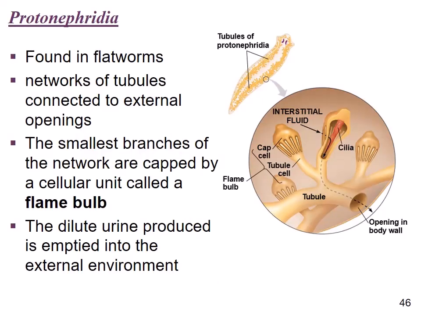So if we talk specifics about different organisms, flatworms have something called protonephridia. If we think of the word proto, I think of prototype, so it's kind of like an early excretory organ. It's a network of tubules connected to external openings in the body. In this picture, there's an opening in the body wall, there are these tubules, and then the smallest branches of the network are capped by this cellular unit, which is called a flame bulb. It kind of looks like a flame in a lantern. It whips around with these cilia. This structure produces a dilute urine that is then emptied into the external environment through these openings in the body wall. So that's the protonephridia.